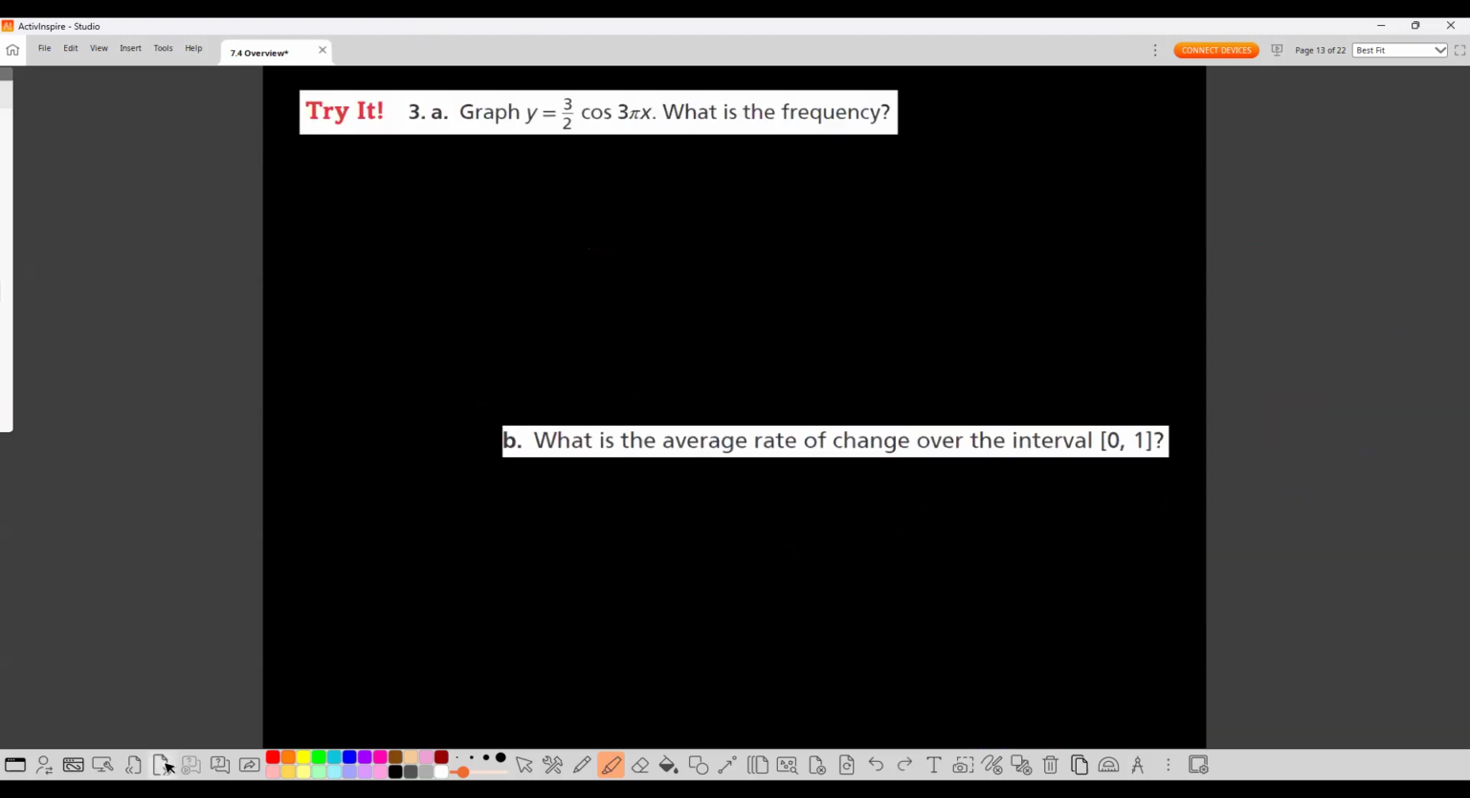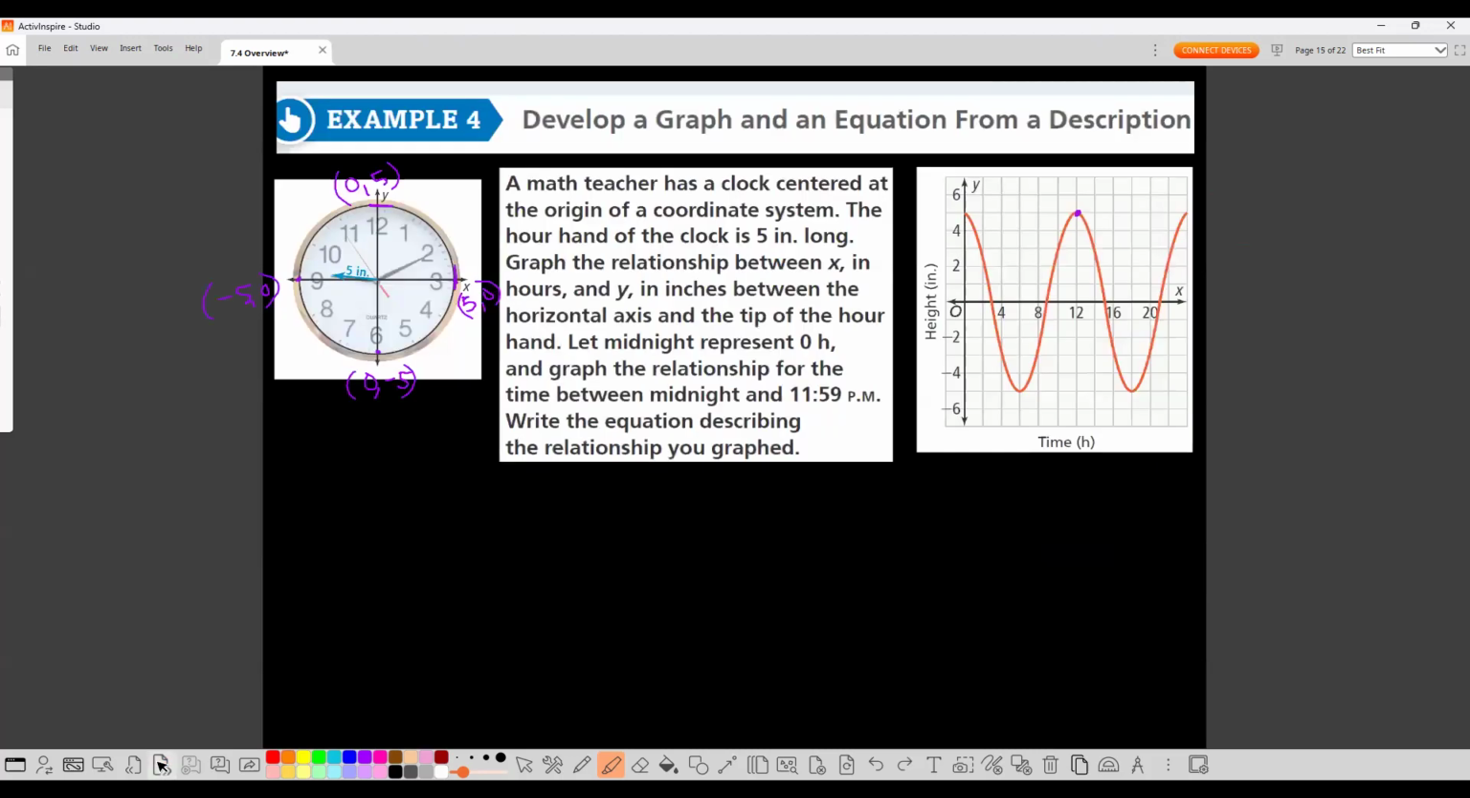similar. All right, then if we go on here to example 4, this clock problem, we've got a clock. The hour hand here is 5 inches. The hour hand, 5 inches. And then they want to know the keeping track of the hours and the inches of that. So if we graph that, we're 5 inches out here at time 0, which I think it says to use as midnight.